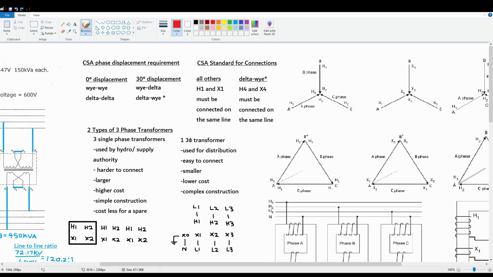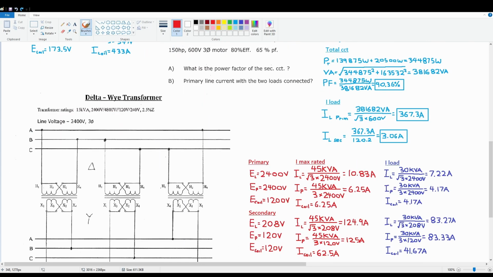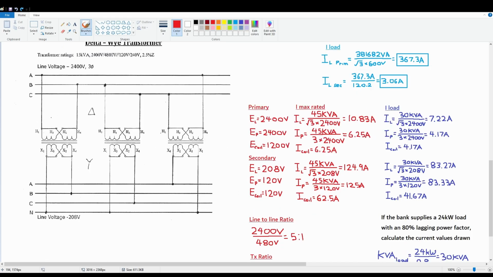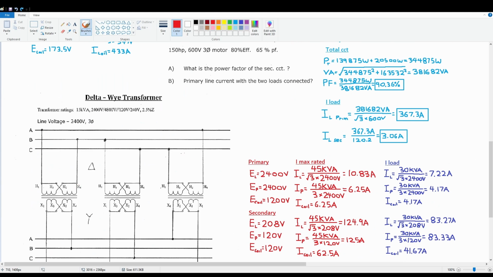Okay. Now onto the special connection rule for delta to Y. H4 and X4 have to be connected on the same line. That can also be H2 and X2, depending on if it's a dual winding transformer. So if we go down here for delta to Y, it's going to be a special connection. So it's saying that H4 will be connected to line B, therefore X4 has to be connected on line B as well. All right, so pretty simple.